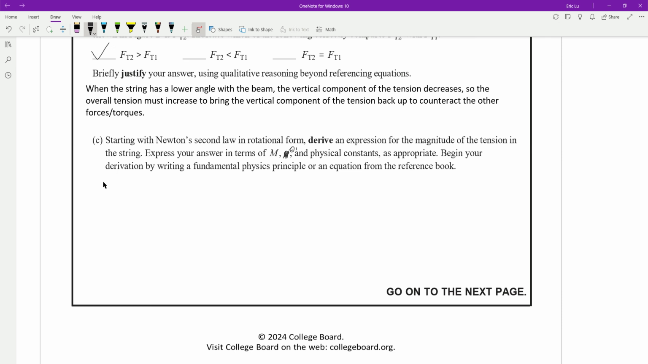Newton's second law states that the net torque is equal to the rotational inertia times the angular acceleration.